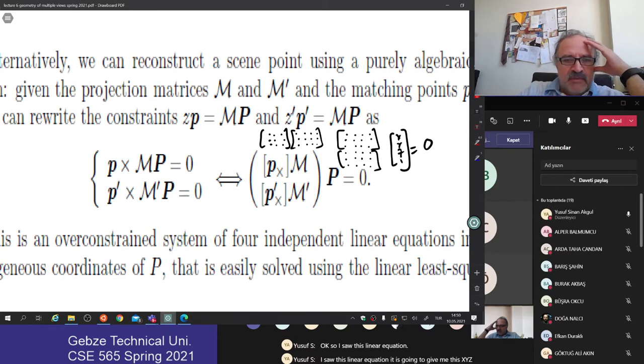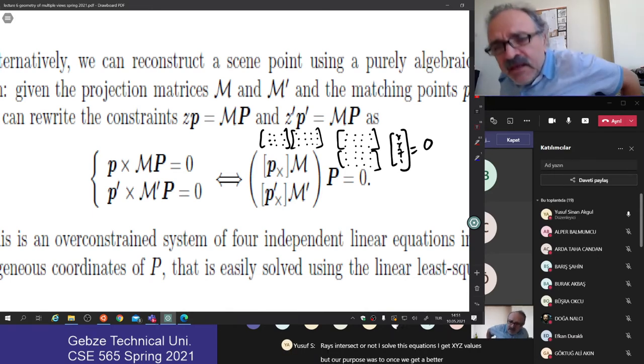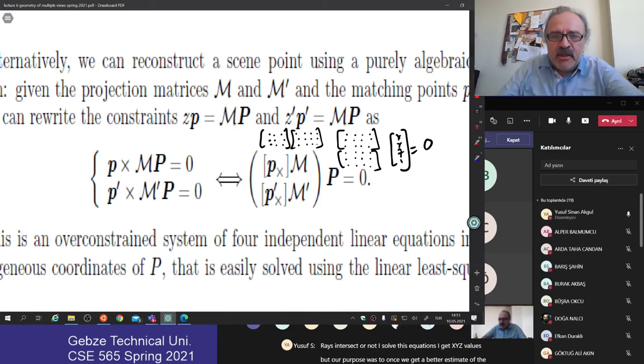So far, so good, but what did I solve? I didn't solve anything new. I have only two views, right? Using these two views, without paying any attention to whether the light rays intersect or not, I solve these equations and I get the x, y, z values. But our purpose was to get a better estimate of the p using more than two views. So what am I going to do?